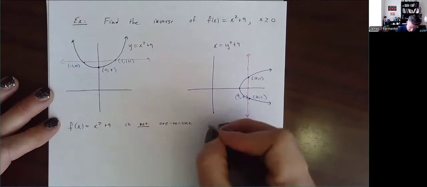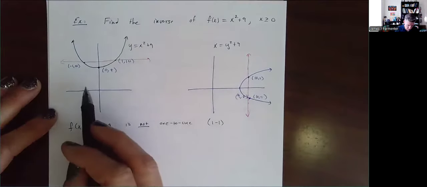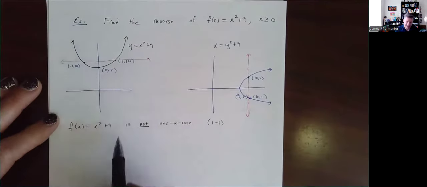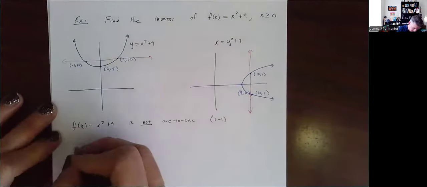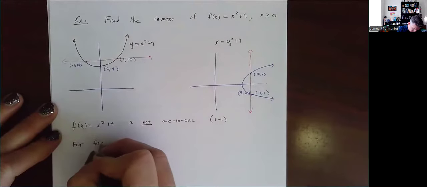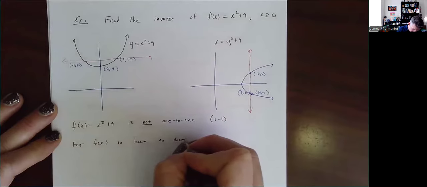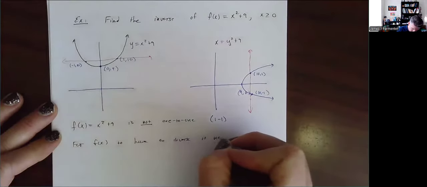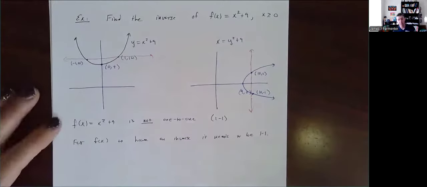which people often abbreviate as 1-1. That means that there are different x inputs that have the same y output. And for a function to be invertible, it needs to be 1-to-1. So for f of x to have an inverse, it needs to be 1-to-1. It's kind of a requirement.